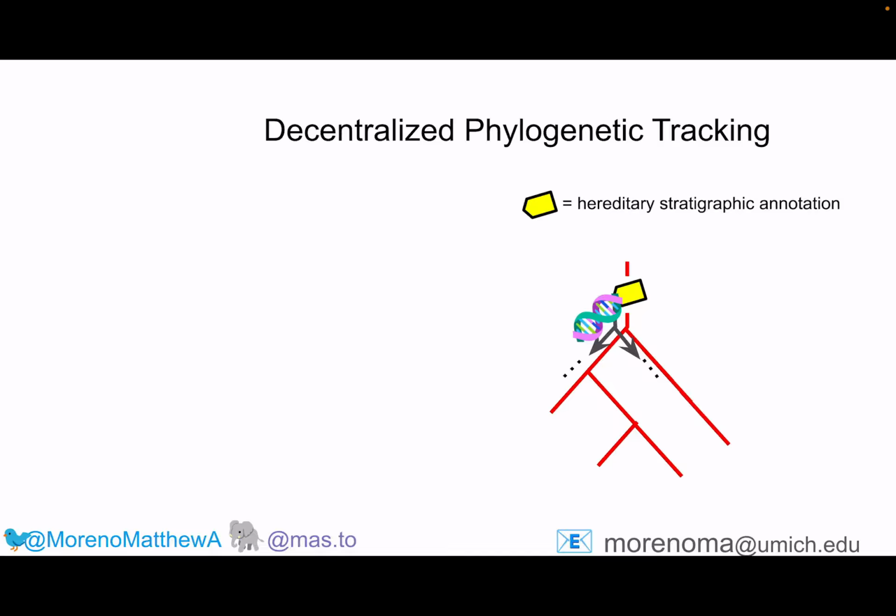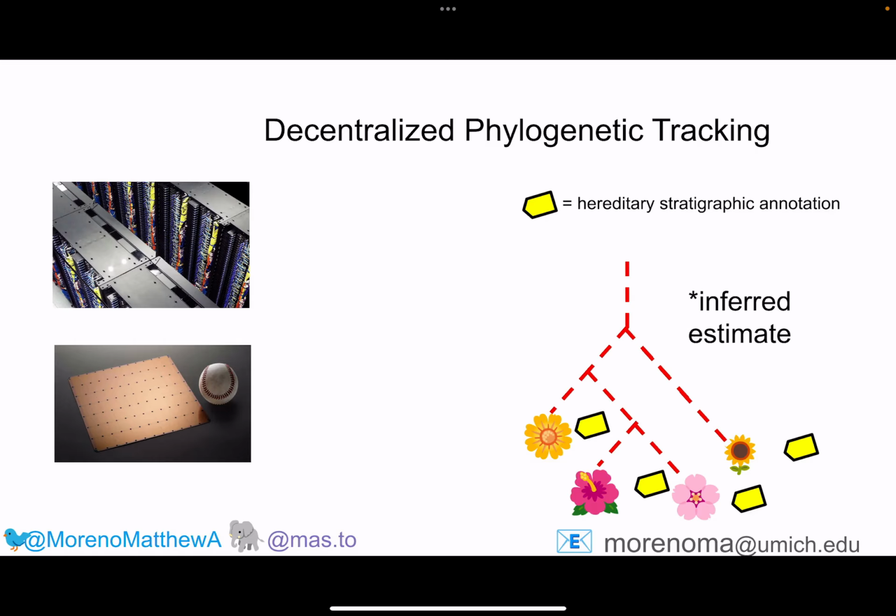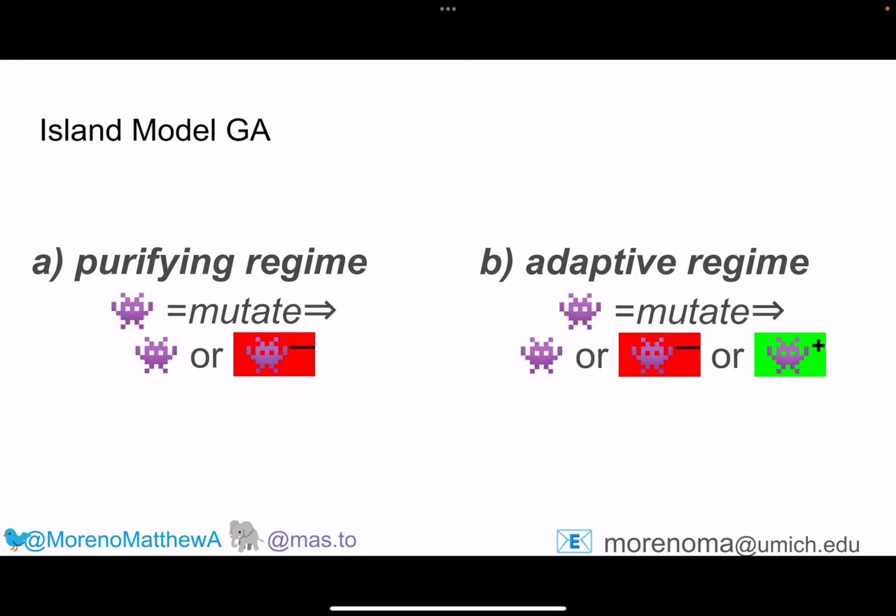Traditional approaches to collecting phylogenetic history in evolutionary computation use a centralized tracking model. There are various issues with scaling that up to these really highly distributed platforms. So instead, we use an inference-based reconstruction approach inspired by the biological approach to studying phylogenies, where we annotate genomes in our simulation or in our evolutionary run with a special hereditary stratigraphic annotation that's heritable. It gets passed down from generation to generation.